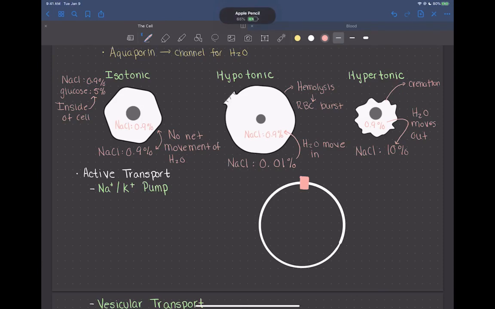You should understand each of these solutions and the effect they have on the cell and why, so which way water is moving in response to that solution. And then on the next video, we'll pick up on active transport.